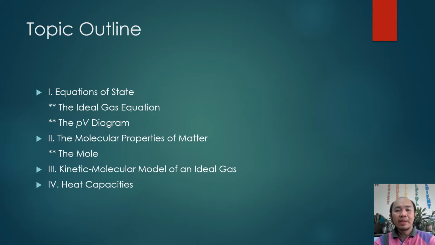This will be our topic outline. Topic 1 is about equations of state, and under this topic are the following: the ideal gas equation and the PV diagram. Our second topic is about the molecular properties of matter. The subtopic is about the mole. The third topic is about kinetic molecular model of an ideal gas. And the fourth topic is about the heat capacities.